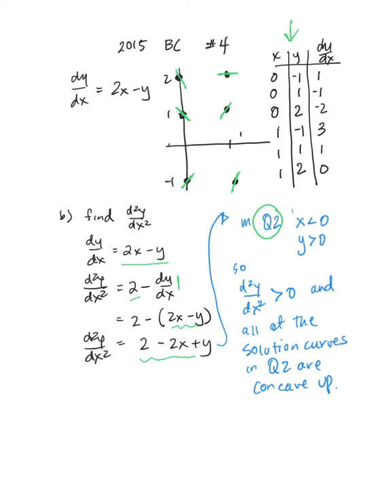Now, in quadrant 2, we know some information about x and y. x is always less than 0, meaning it's negative. y is always greater than 0, which means over here in my second derivative, a -2 times a negative number is also going to be positive, and we're going to have the sum of a bunch of positive numbers. So we know that the second derivative is always positive, and so the solution curves in the second quadrant are going to be concave up because our second derivative is positive.